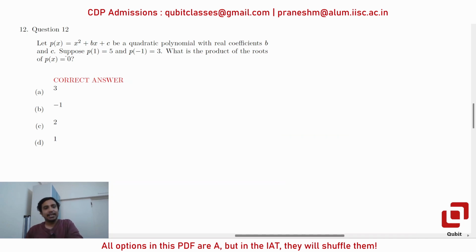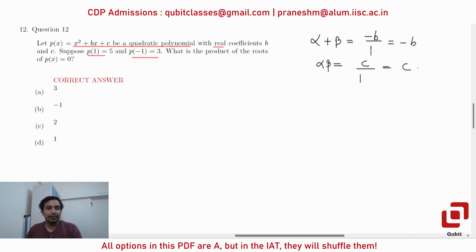Question 12. Let p of x be x squared plus bx plus c, a quadratic polynomial with real coefficients b and c. Suppose p of 1 is 5, p of minus 1 is 3. What is the product of the roots of p of x equal to 0? Options: 3, minus 1, 2, 1. It's a fairly simple problem. The sum of the roots of any quadratic equation is the negative of the coefficient of x upon the coefficient of x squared, so that's negative b. And the product of the roots is the constant term upon the coefficient of x squared, so that's c. So we basically need the value of c.